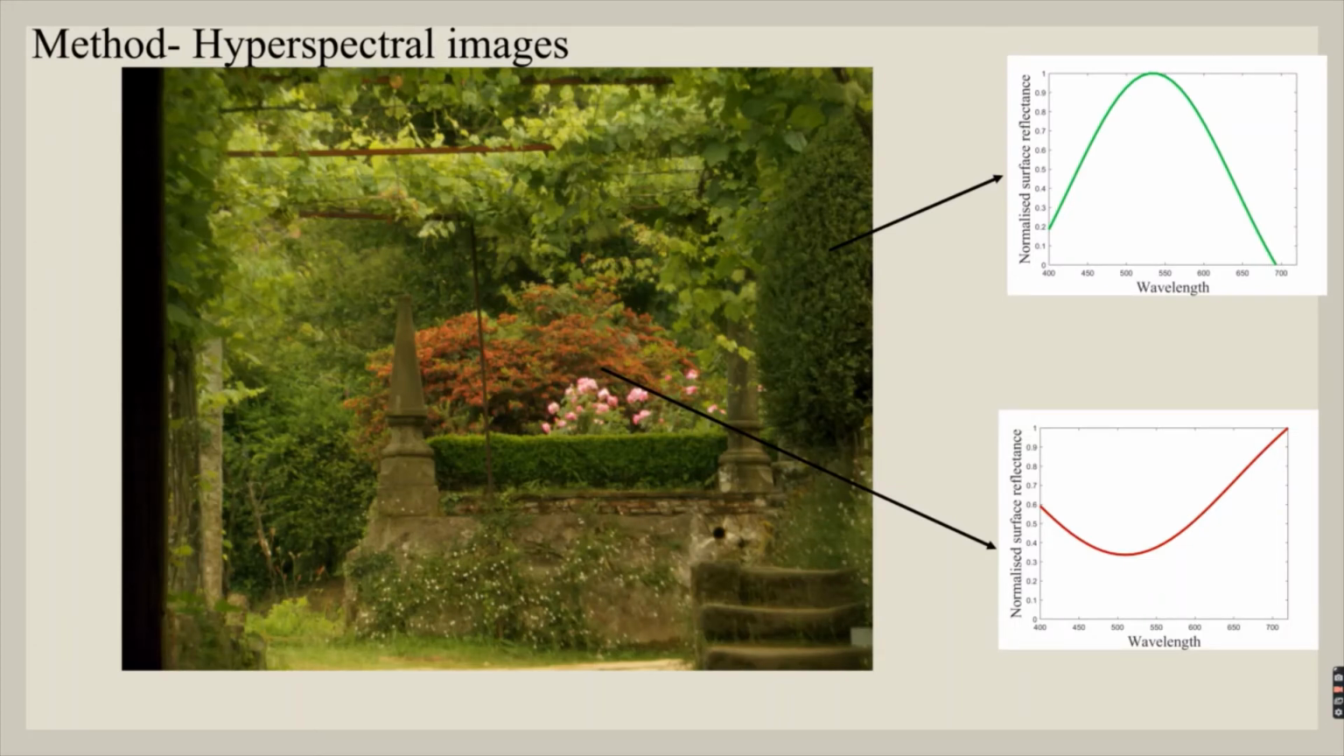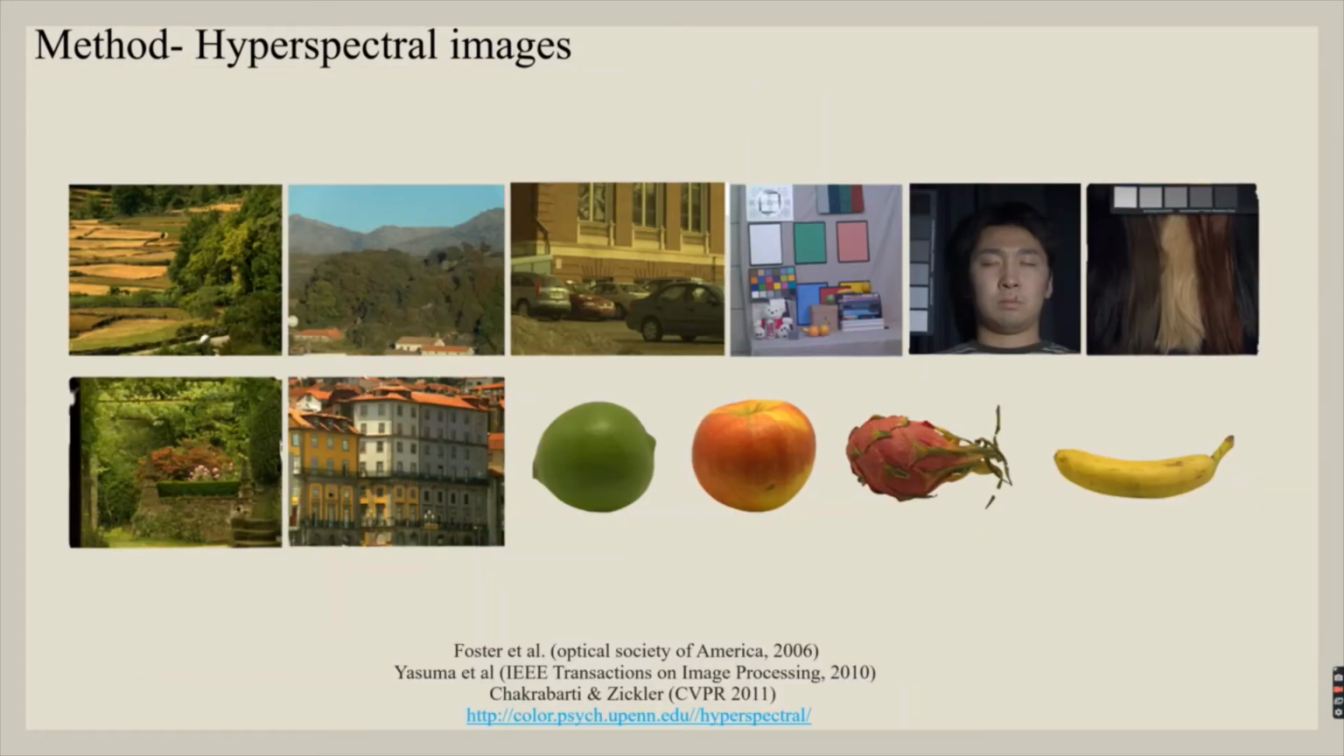Hyperspectral images are the images where the spectral information is available for each single pixel. As a result, they are very large files. Here you can see the variety of hyperspectral images we use in our studies. The colors in these images cover a large part of the perceptual color space so that we can make sure that the results don't depend on the color.